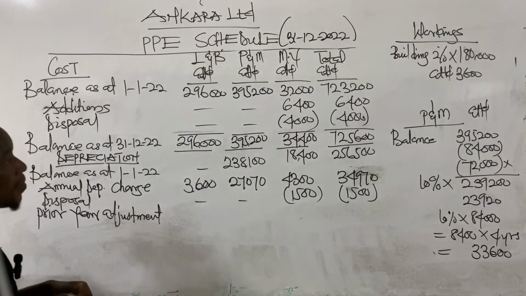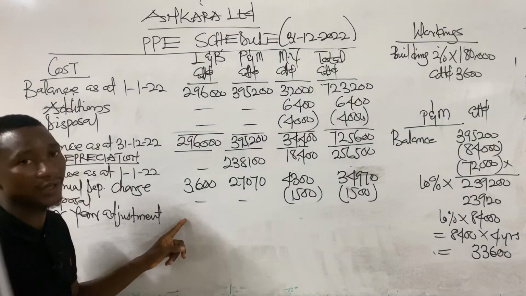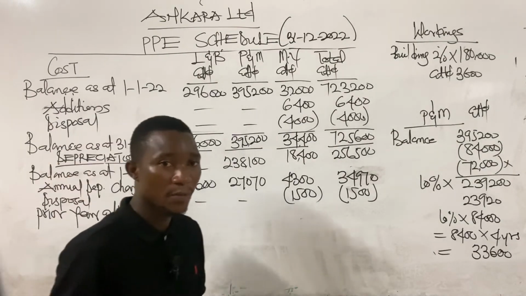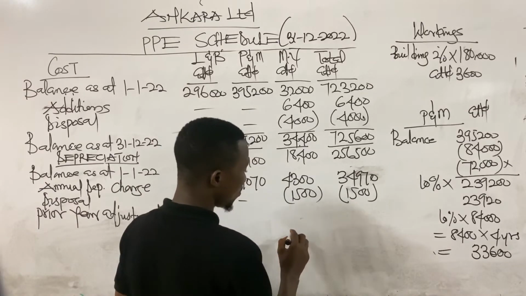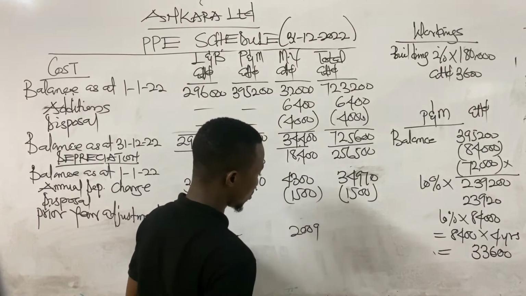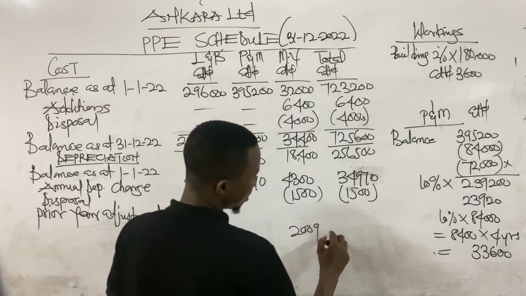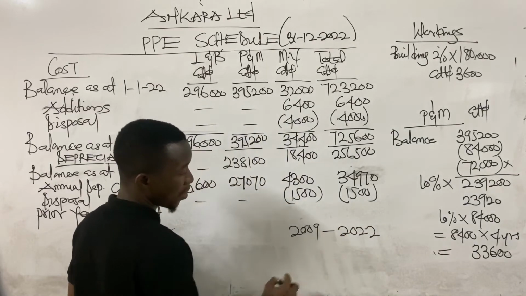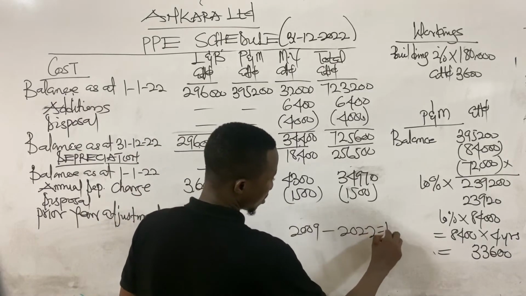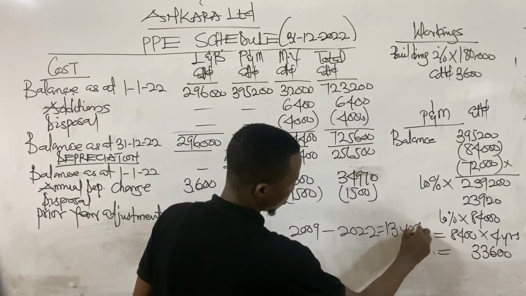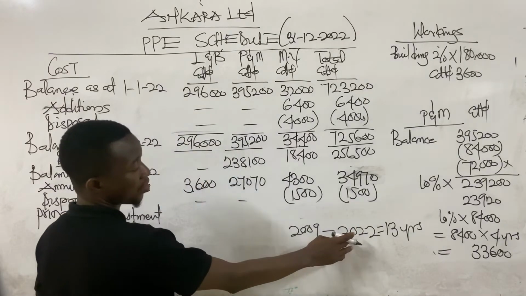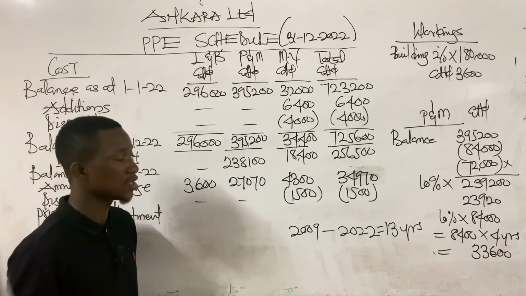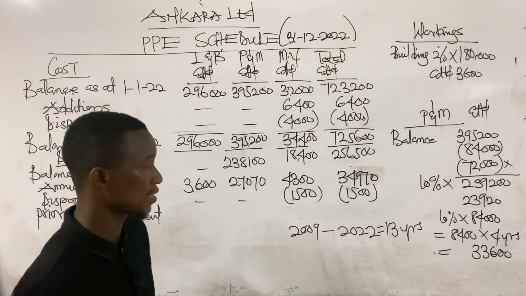Okay, so remember that there is a prior year adjustment on building. The building was completed in February 2009, and we are in 2022. That is a period of 13 good years, from 1st January 2009 to 1st January 2022.